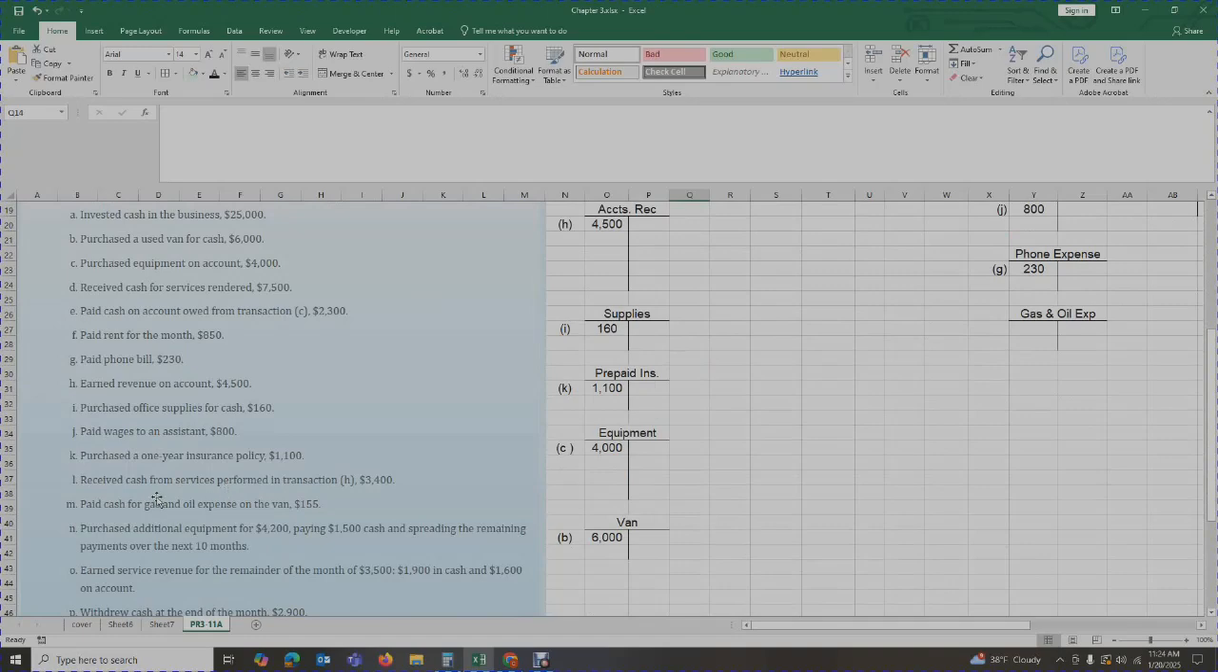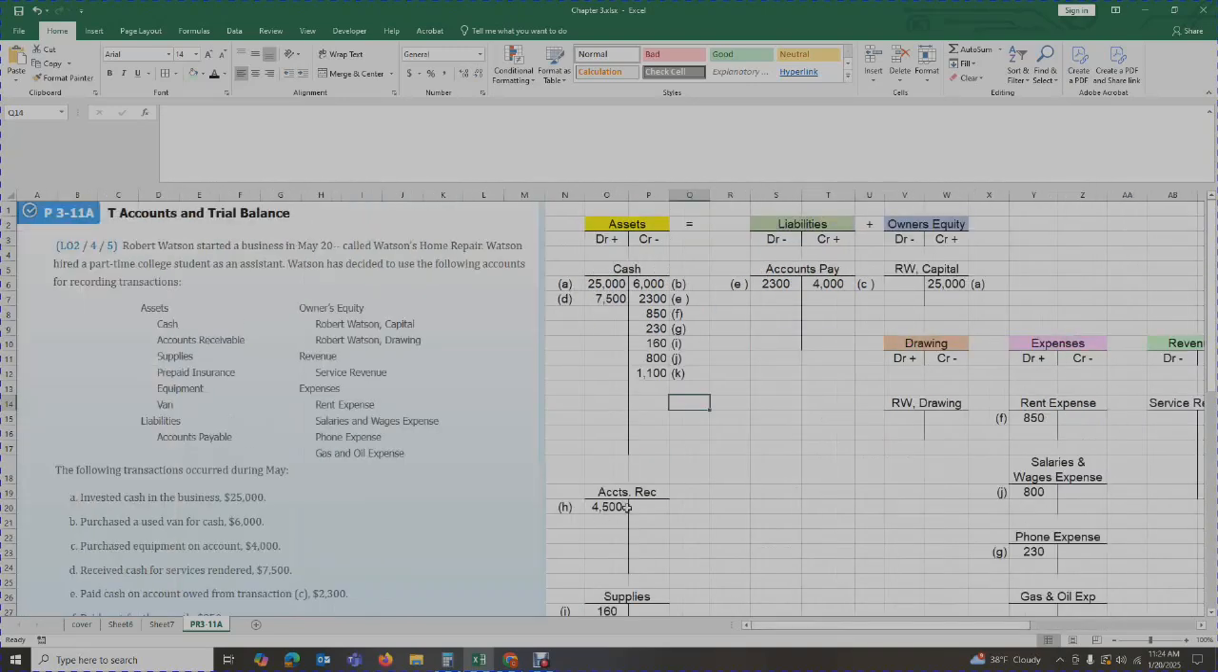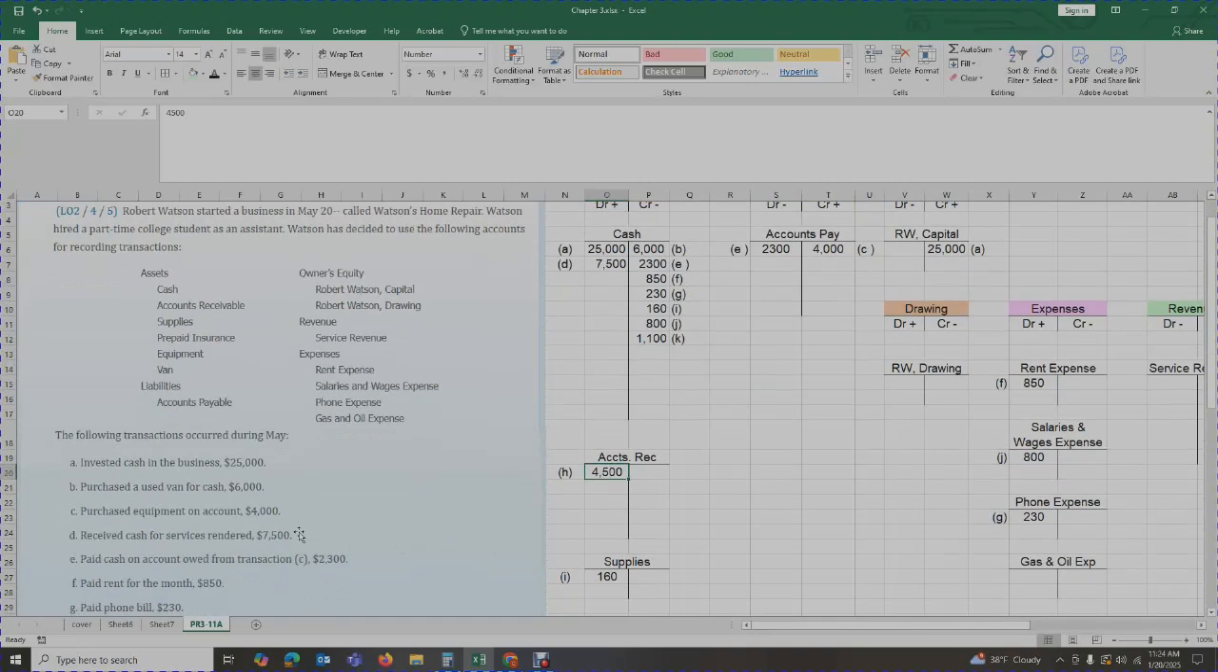Letter L. You receive cash from services performed in transaction H, 3,400. So let's look at transaction H. Remember, we earned revenue on account for 4,500, but they hadn't paid us yet. Now they're giving a partial payment of $3,400. So we receive cash for those services performed. In transaction H, we've already recorded the revenue. What we need to record today is the collection of what is owed. So that accounts receivable balance needs to decrease.